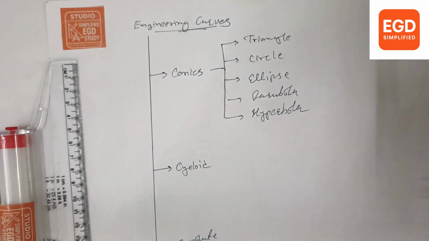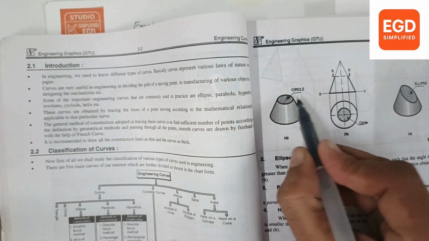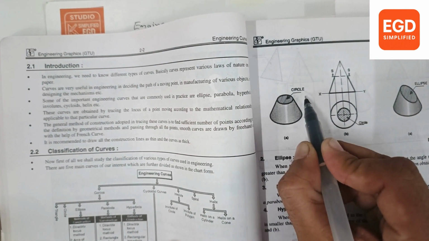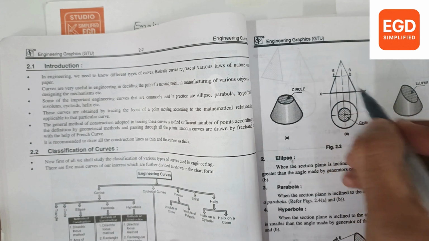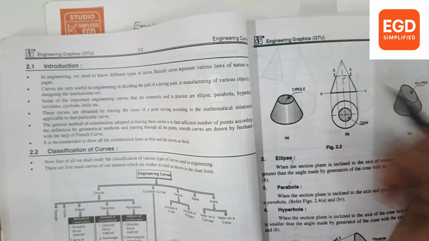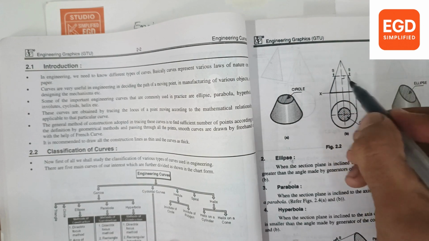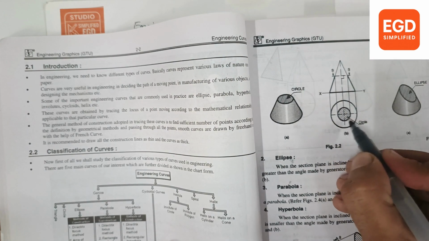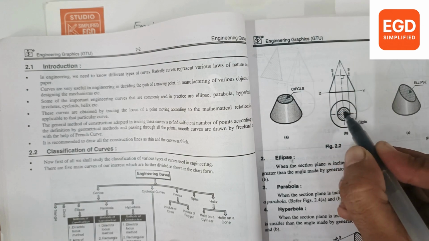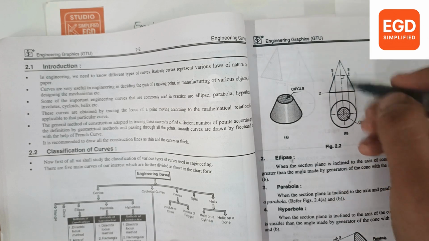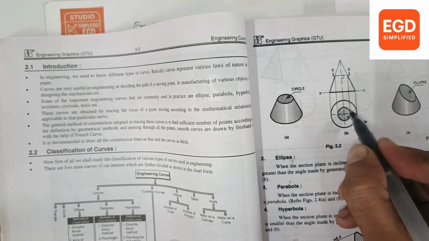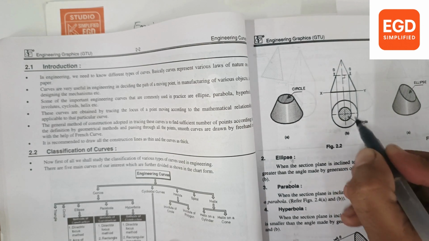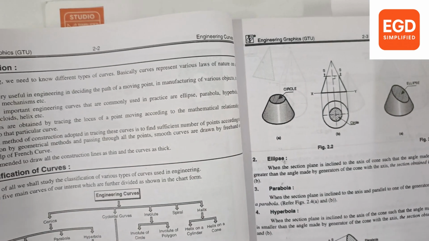How? Here we will see, when there is a cone cut by a horizontal plane, meaning 90 degrees to the axis, and we remove the above portion, the entity generated at the top of the cone, when we see from the perpendicular direction, will look like a circle. So that is called a circle, generated through a conic.